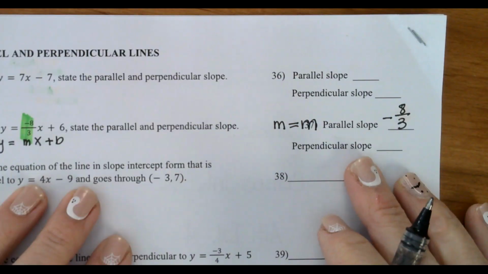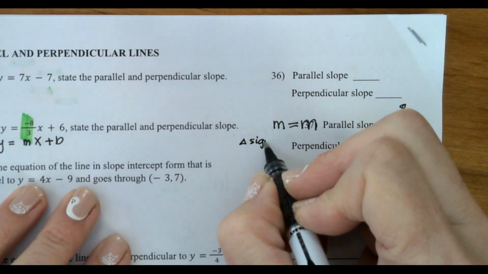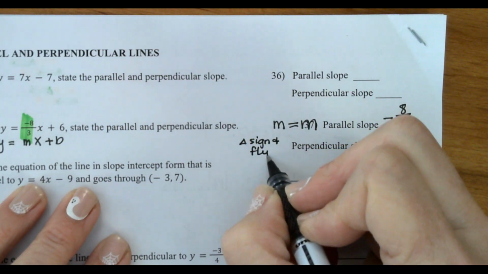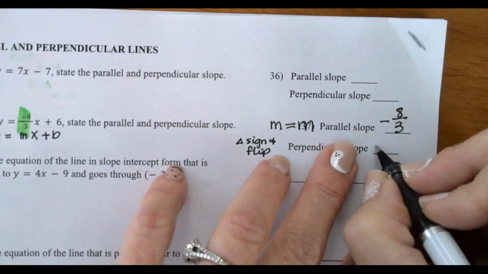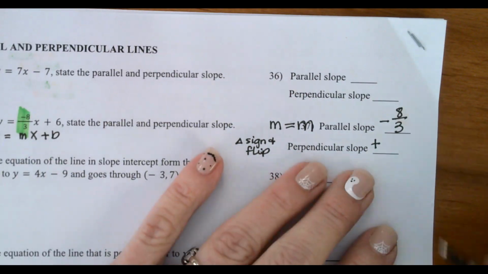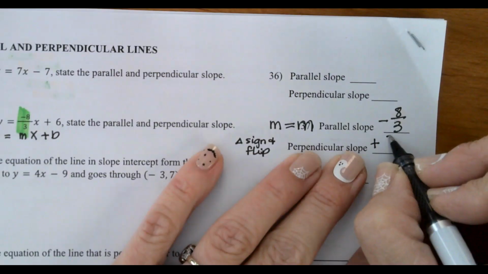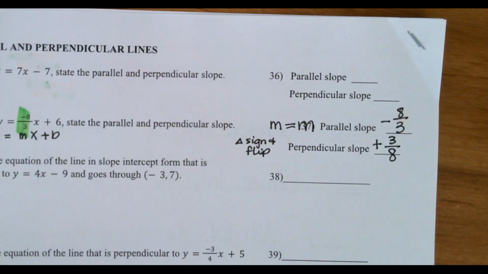Okay, now the perpendicular slope. I have to change the sign and flip. Just change it and flip it. So it was a negative, now it's a positive. I'm going to purposefully write a positive sign. I don't need it, but I'm going to purposefully write it. And then I'm going to take my 8 over 3 and flip it over so that it says 3 over 8. And that is all you have to do. You have to do something similar to that for number 35.